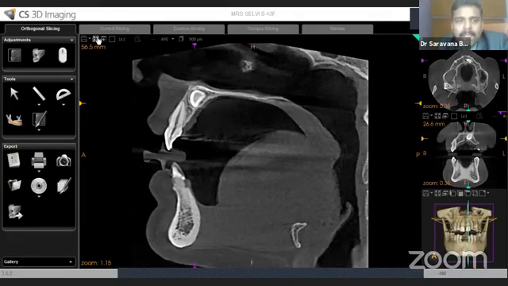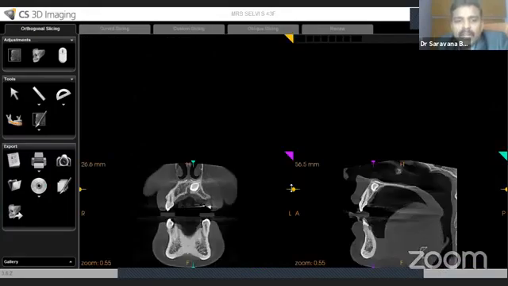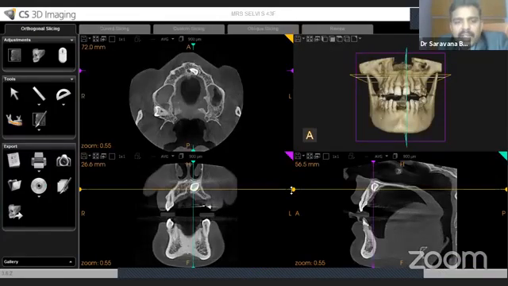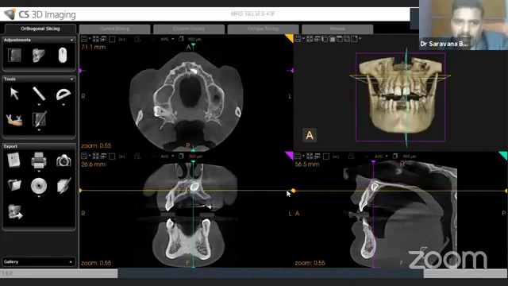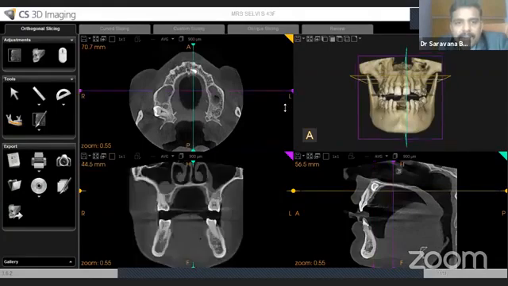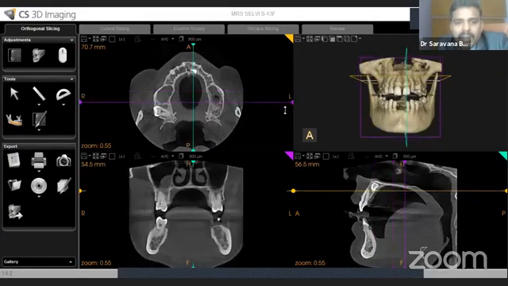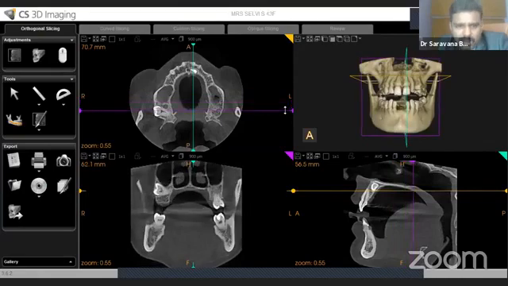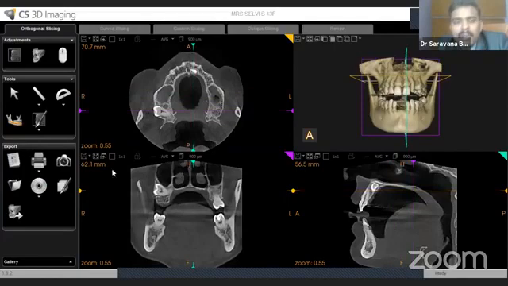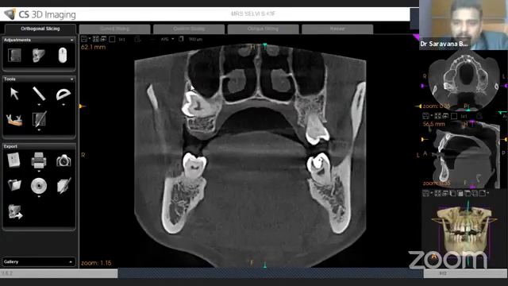Now I am going to identify the impacted tooth number 18. I am moving the coronal slice like this. I kept it exactly at the impacted 18 region. Now we can clearly see the impacted tooth number 18, almost close to the sinus floor. This is all about orthogonal slicing.